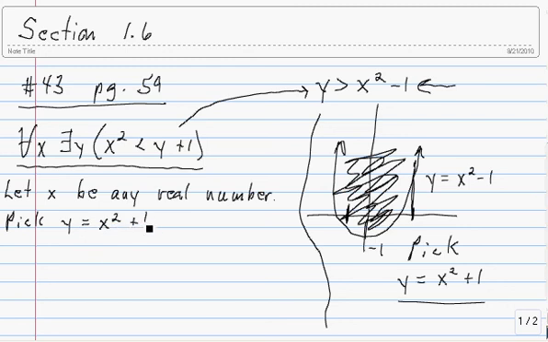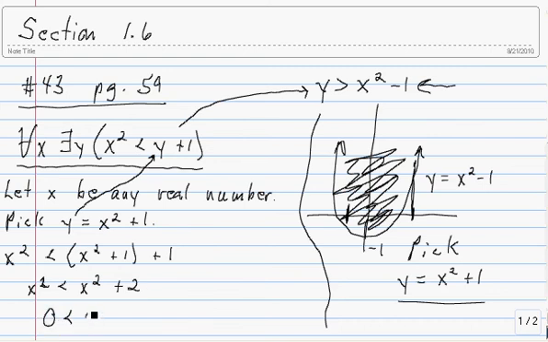And then I'm going to take this y value and substitute it into my inequality right there. So if I do that, then all that's left is one or two basic steps of algebra. So if I just remove the parentheses, x squared plus 2 on the right, and then if I take that and subtract x squared from both sides, I have a very simple inequality that is obviously true. We can say that's always true. And so because of that, the quantified statement is true.